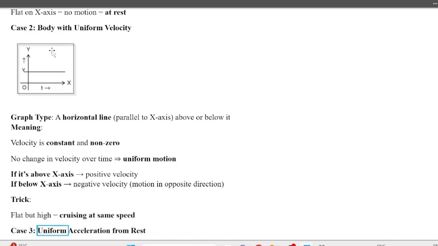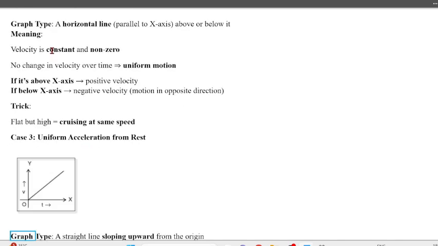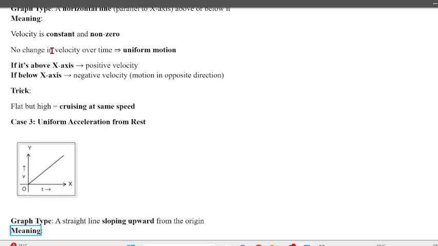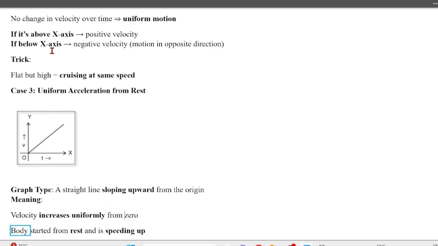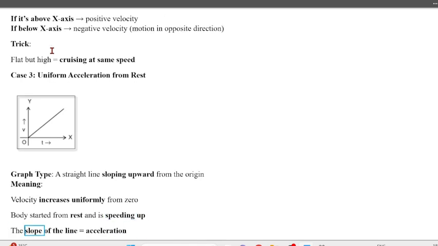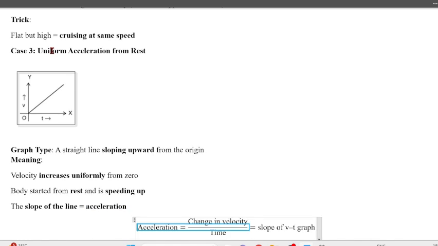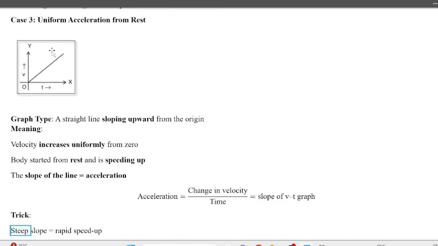Case 3: uniform acceleration from rest. Picture 46. Graph type: a straight line sloping upward from the origin, meaning velocity increases uniformly from zero. The body started from rest and is speeding up. The slope of the line is the acceleration. Acceleration equals change in velocity over time, which equals the slope of the v-t graph. Trick: steep slope means rapid speed up.